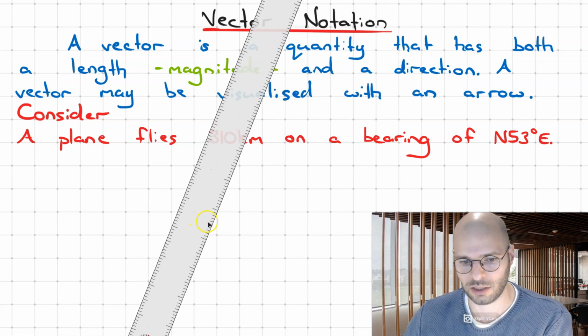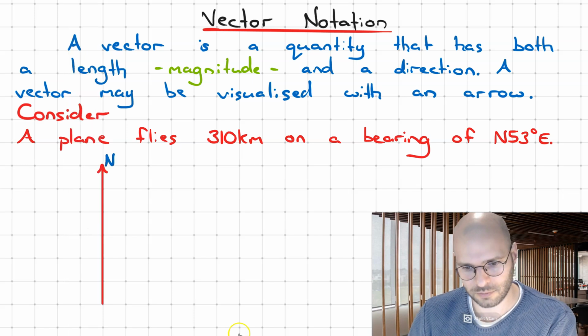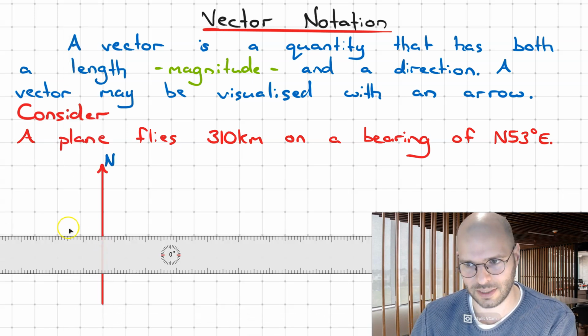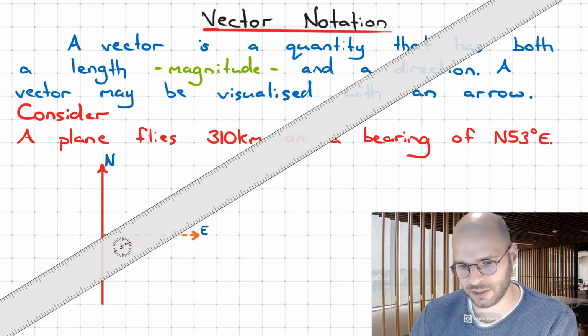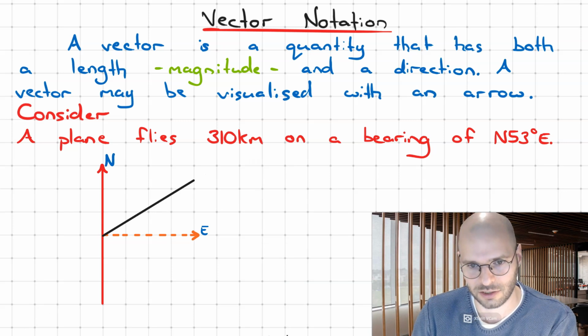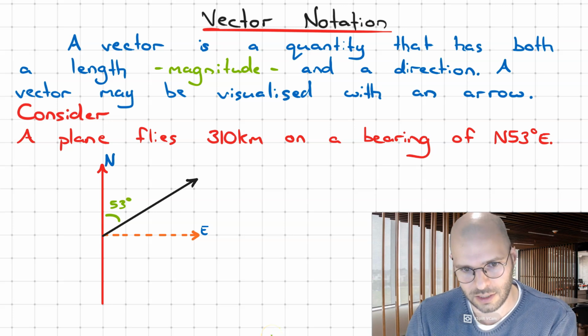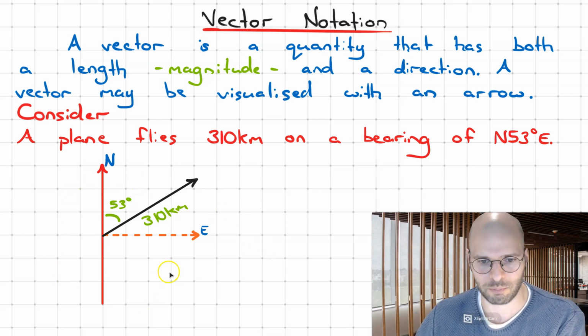So I'll get my ruler and I will draw a compass. I have the northerly direction and the plane flew in the easterly direction. So the bearing is going to point somewhere between north and east. I'm not too concerned with the accuracy of the direction. There was an angle of 53 degrees and the length was 310 kilometers. So what we have over here is our bearings depiction of this scenario here.